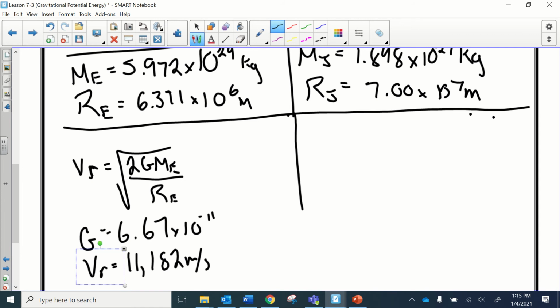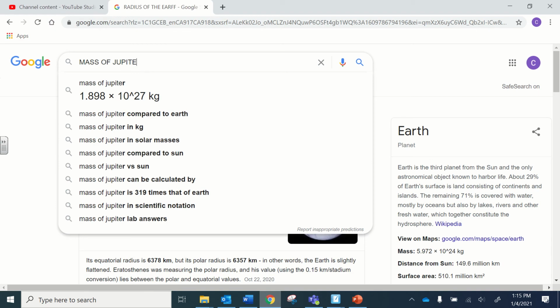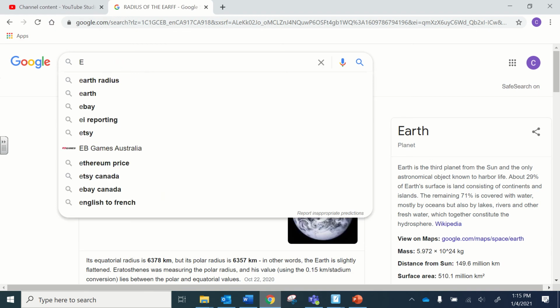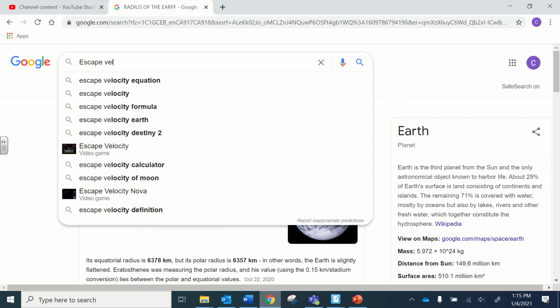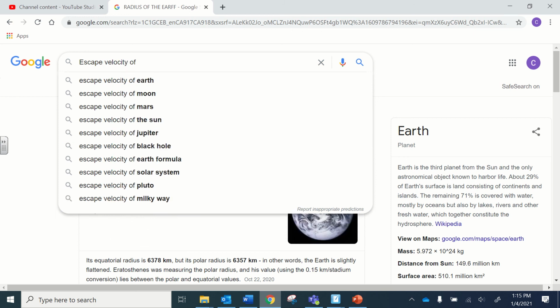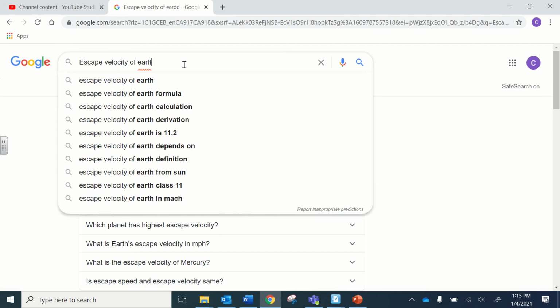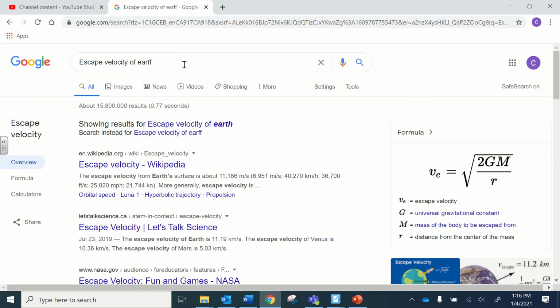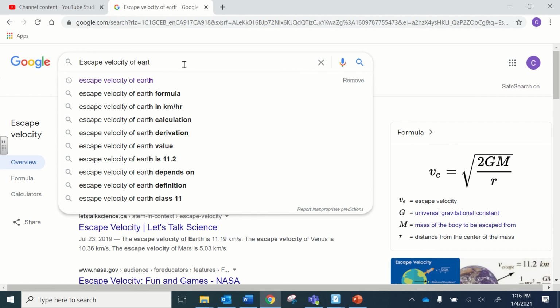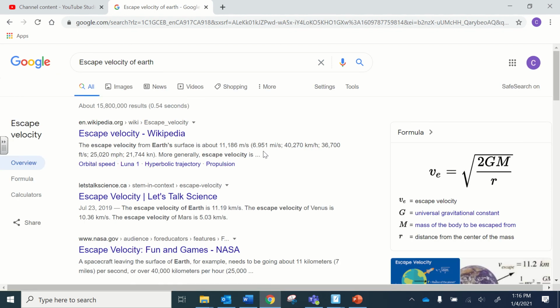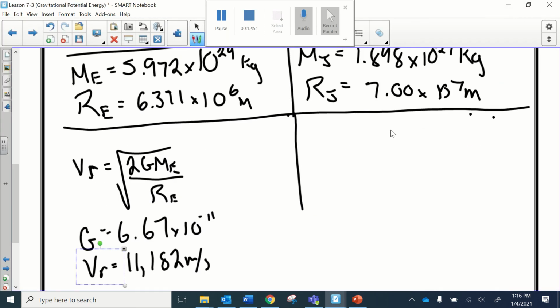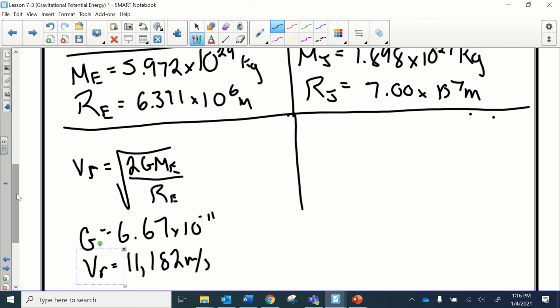Maybe I am right. Maybe it is supposed to be that high. Let's Google it. Escape velocity of Earth. We spelled it wrong. Okay, we'll spell it normally. Escape velocity of Earth. Oh, no, that's right. 11.186 is what I'm getting. That makes sense. Okay, let's see the escape velocity of Jupiter.